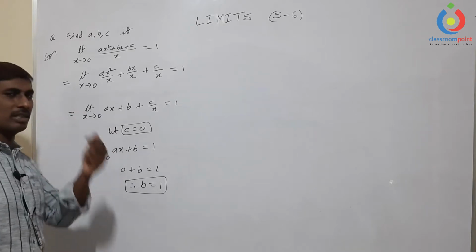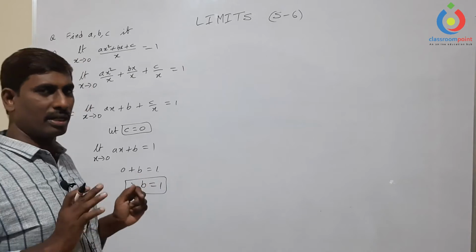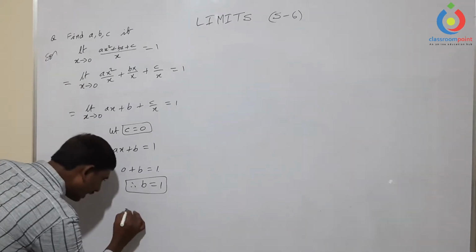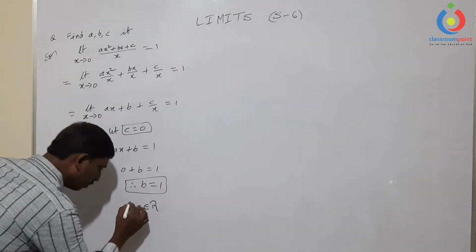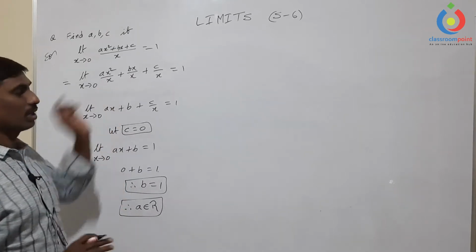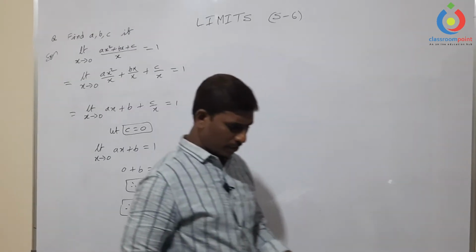Then second value. Sir, what about the a value? In the place of a, you can take any real number, that is always fine. So in the place of a, we should take any real value. So that is a belongs to R. This is one of the questions for JEE problems. These all are okay. Next one.